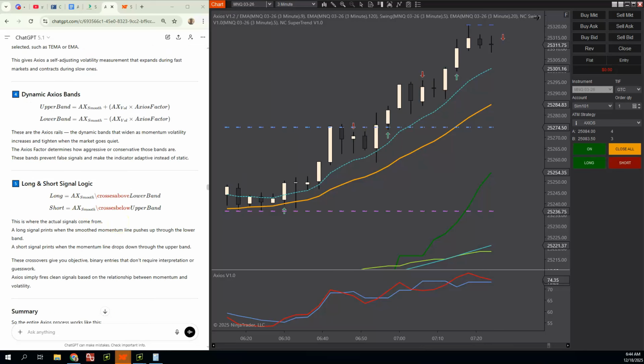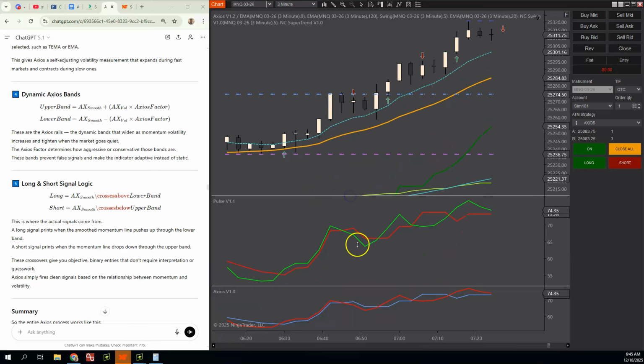And then finally, long and short logic. This is kind of the final cover sheet, if you will. This is where the actual signals come from. A long signal prints when the smooth momentum line pushes up through the lower band. A short signal prints when the momentum line drops down through the upper band. So that's here. It's plotted very simply. It could look a lot more complicated than this.